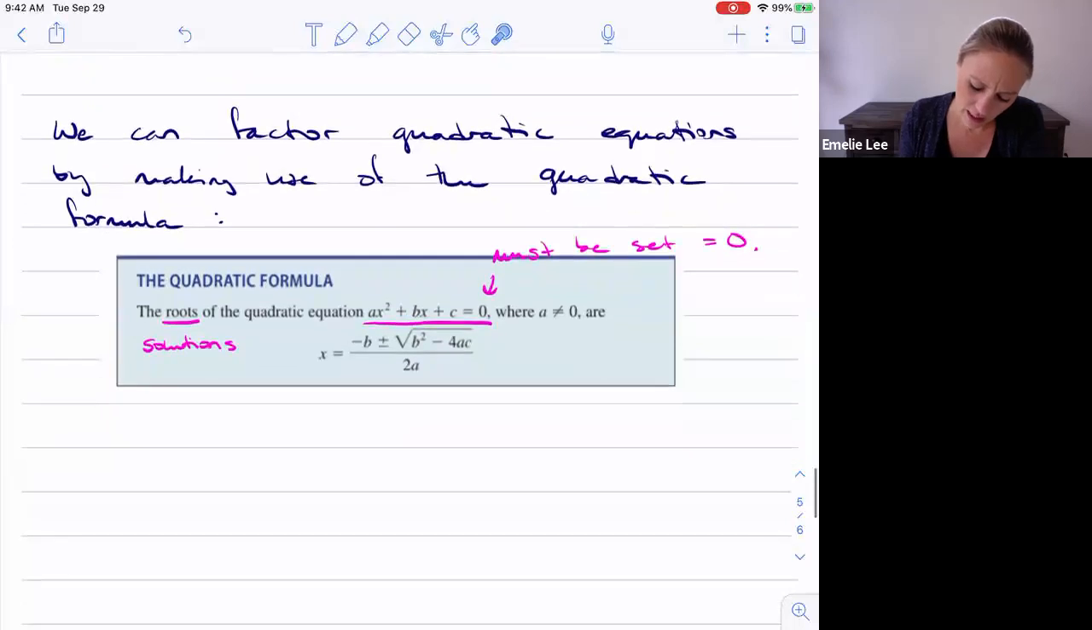Now, these are the solutions, and we'll use those to make our factors. Let me show you what I mean.